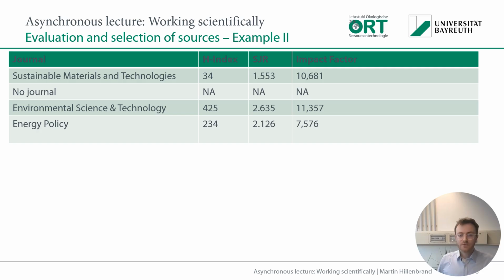And as I told you before, there are different indexes for journals you can check. For example, in this case, you have an H index of the journal of 34. It's not that high, but Environmental Science and Technology is a well-known journal with 425 in the H index, and also with a high impact factor, and the SJR index is also not that bad. And that way you can find out if the journal is good or not.